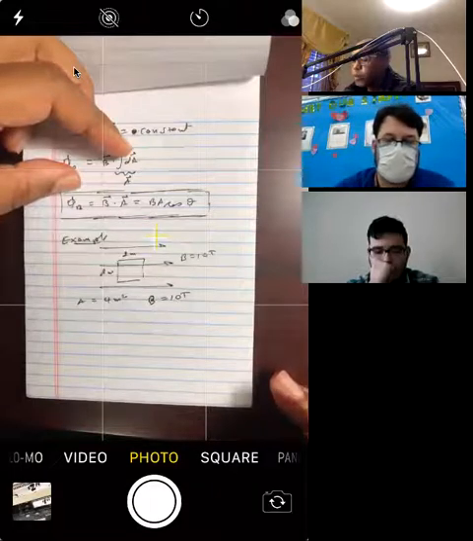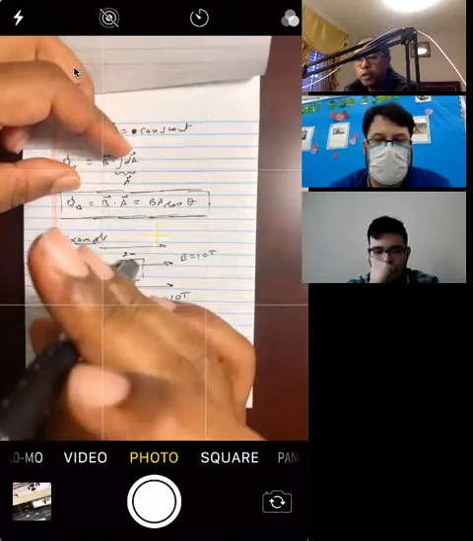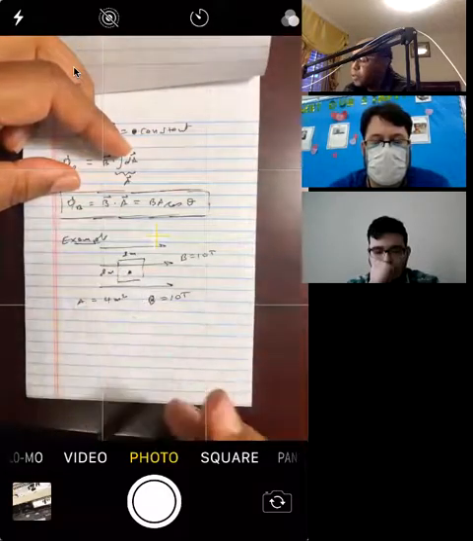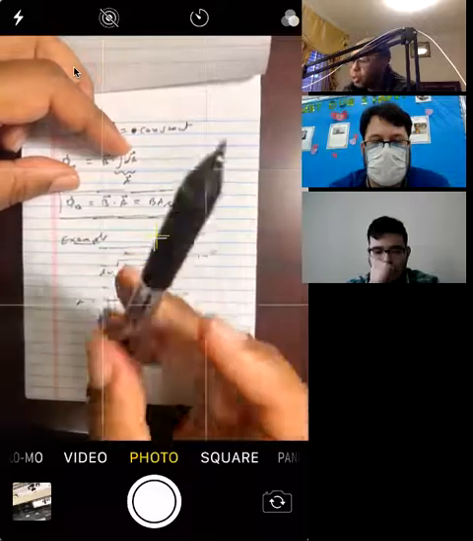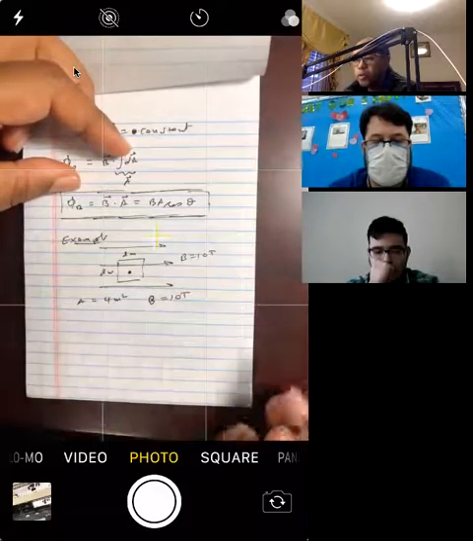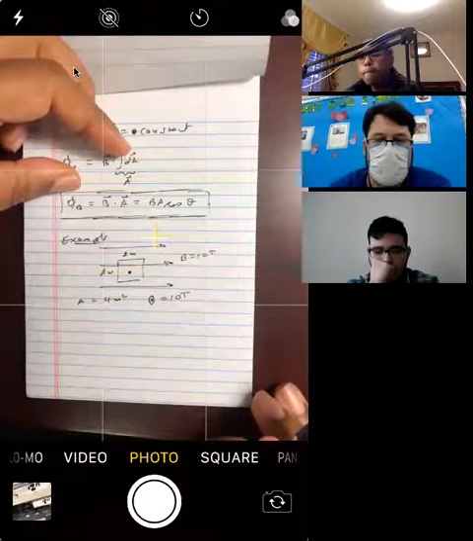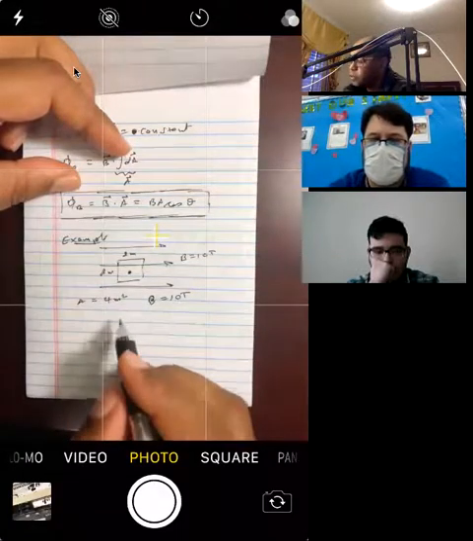What's the direction of the area? Remember, the direction of the area is always perpendicularly out, right? The direction of area is always perpendicularly out. So if the area is perpendicularly out and the field is parallel to the plane, what do you think is the angle between the field and the area? 90 degrees. Oh, 90 degrees. So our theta is 90 degrees.